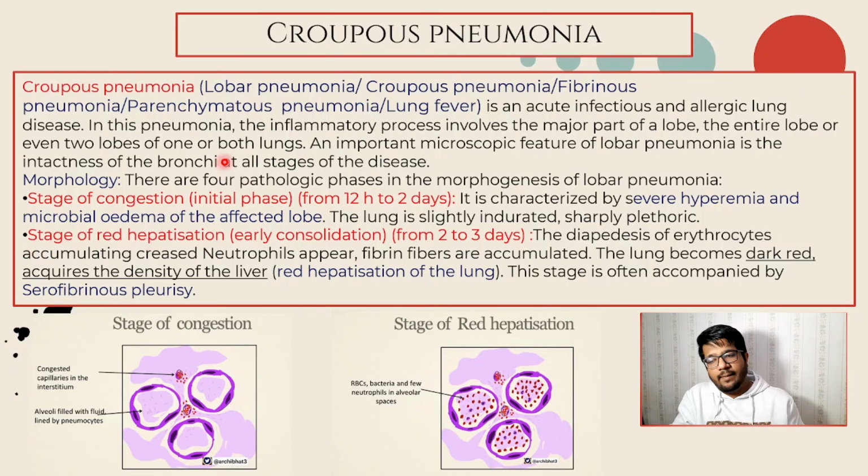Now, why is it called hepatization? Because the lung appears to be like a liver. What I mean by that is that the erythrocytes from the vessels diapedese into the lung tissue. The neutrophils come into the lung tissue, and fibrin fibers accumulate, which makes the lung appear dark red and acquire the density of the liver. So this is why it is called red hepatization of the lung.